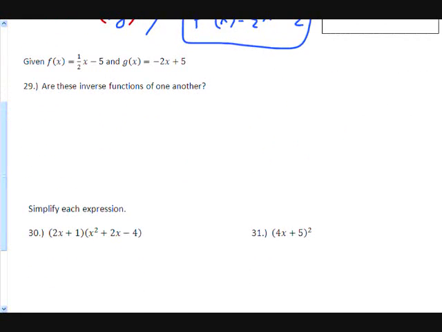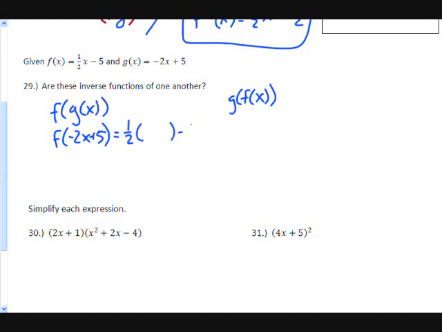For the next one, if I want to decide if these are inverse, I can use my composition tests, which means I'm just going to do f of g of x. And then if that works out, I'll do g of f of x. And what I'm looking for here, I'm looking for each of these compositions to just equal an x. So I've got f of g of x, which is the negative 2x plus 5. And now whatever's in these parentheses, f of x was a 1/2 x minus 5. But instead of x, I plug in whatever's in the parentheses, which is the 2x minus 5.